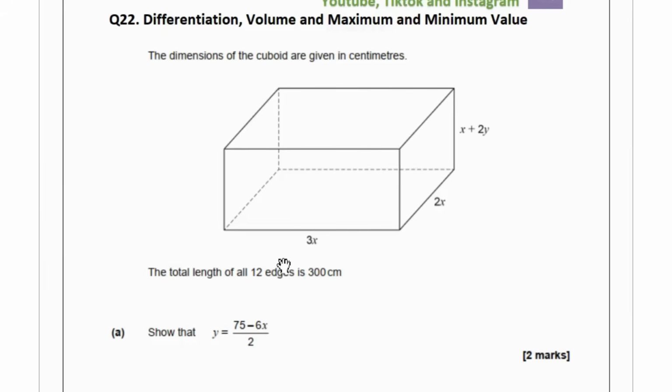So it says that the total length of all edges is 300 centimeters. So we have to show that y equals 75 minus 6x over 2. If this is 3x, that means this is 3x, this is 3x, this length is also 3x. Similarly, this is 2x, this is 2x, 2x, 2x, and all of these are x plus 2y. So using this concept and that the perimeter is 300, we create an equation and then make y the subject and show that y equals 75 minus 6x over 2.